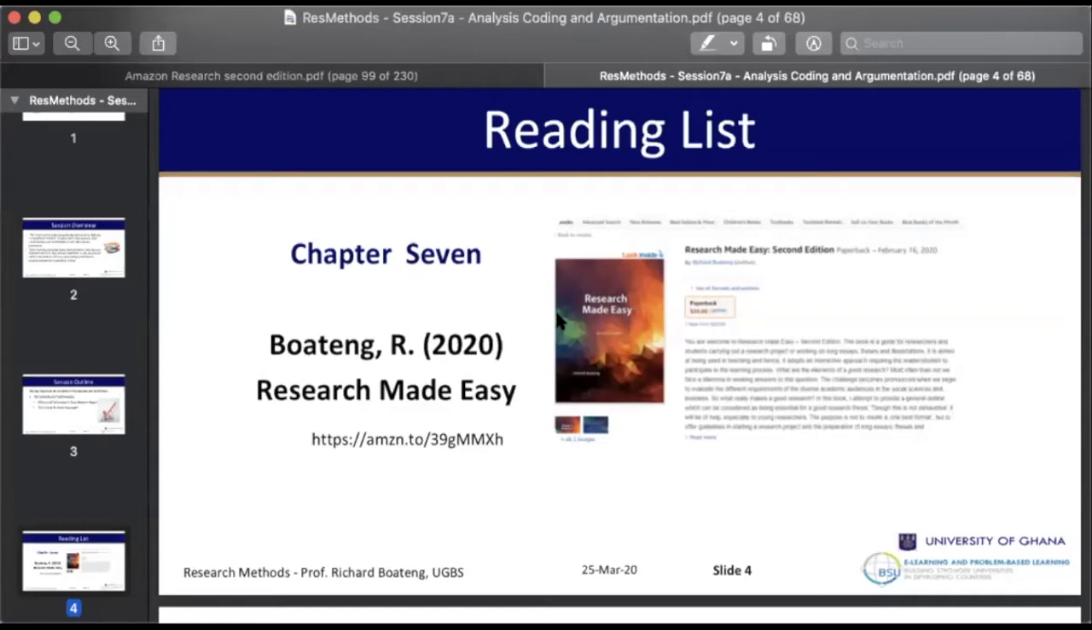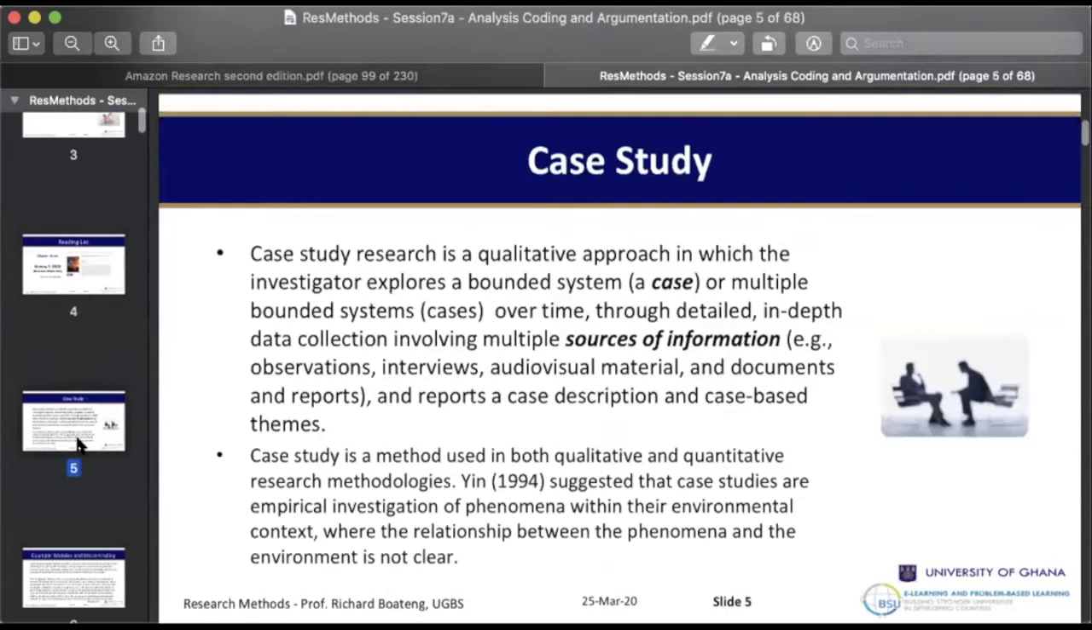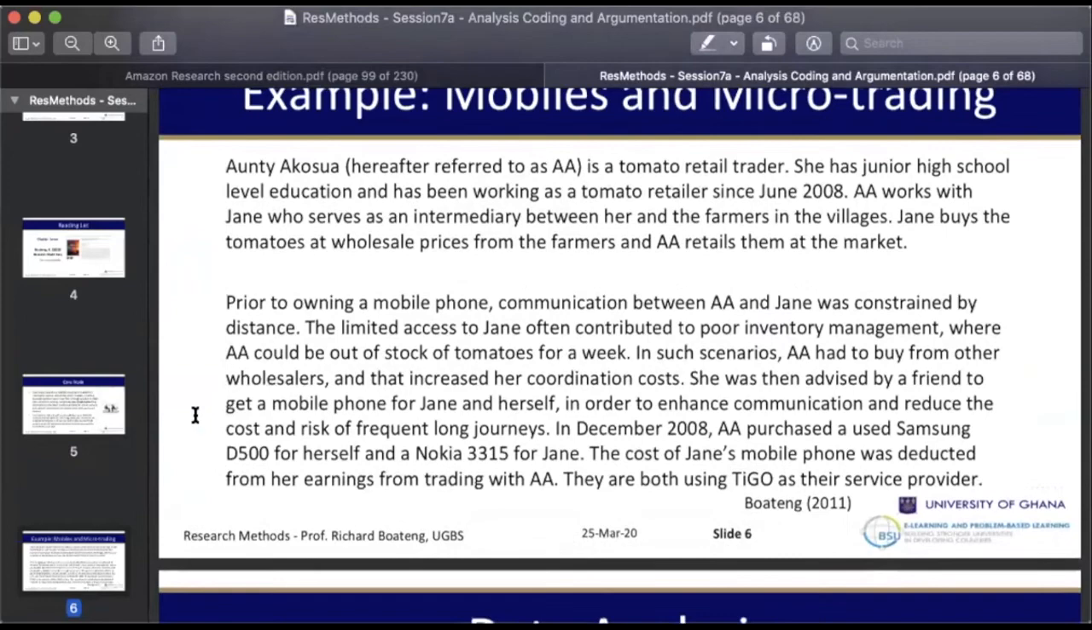Okay, so let's continue from there. Now, we discussed case study as a qualitative approach in which the investigator explores a bounded system. We talked about the fact that the data sources for case study are interviews, audiovisual material, observations, and documents and reports. And we say that every good case study has to have a good case description before you go to your case-based themes. I even showed you how to structure your case study the other time.